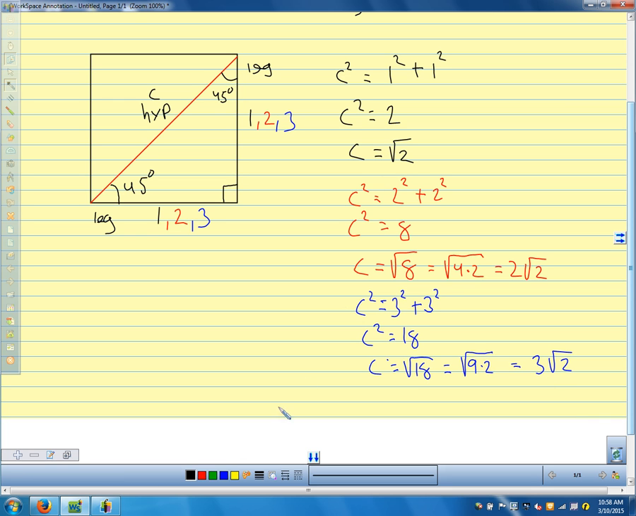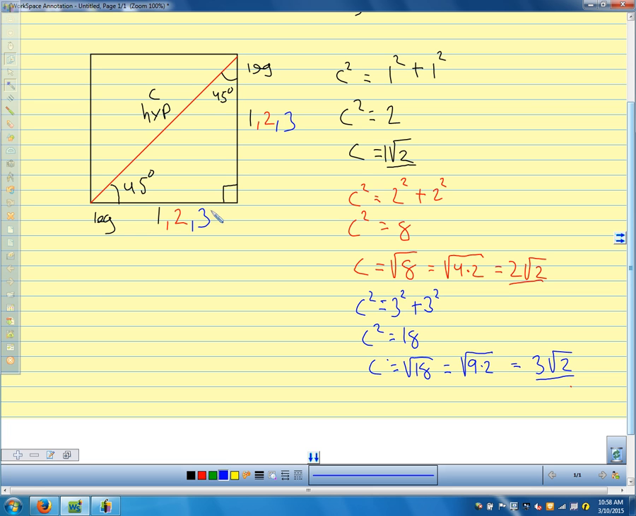So let's look at our answers here. Here we got square root of 2. How many square roots of 2 do we have here? 1. 1 square root 2. Here we got 2 square root 2. Here we got 3 square root 2. How is that related to the square? 1 square root 2, 2 square root 2, 3 square root 2. And if we kept going, we would see that it worked that way no matter what we did.